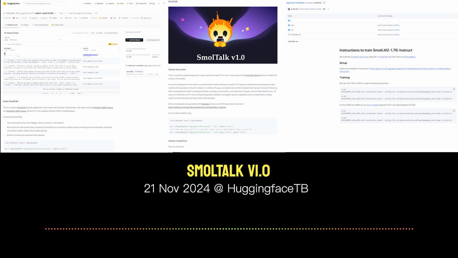So Smoltalk is kind of like the secret ingredient that makes this possible. Exactly. It's a carefully crafted recipe of data, mixing different data sets with specific focuses. Rather than just one huge chunk of information, it includes components for general conversation, teaching the models to follow specific instructions, even specialized data sets for things like rewriting and summarizing text. It's like having a Swiss Army knife of data sets, each tool designed for a specific purpose.